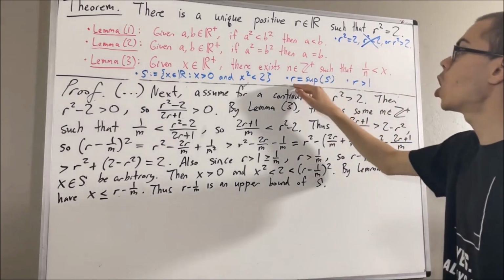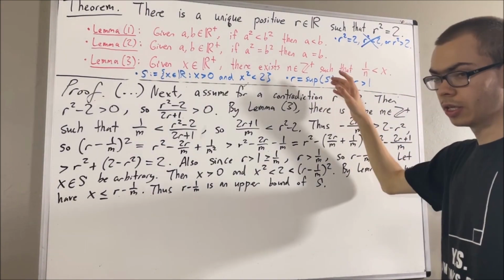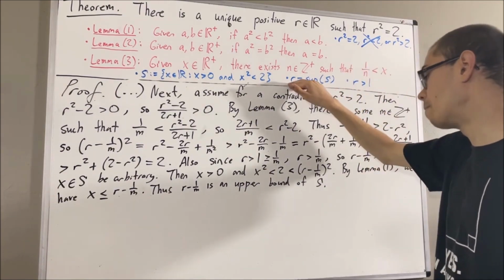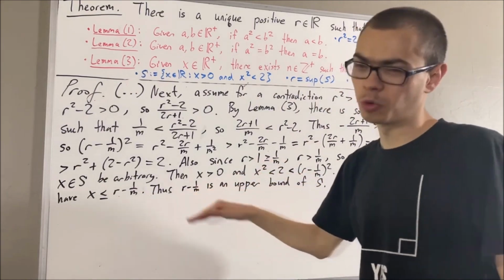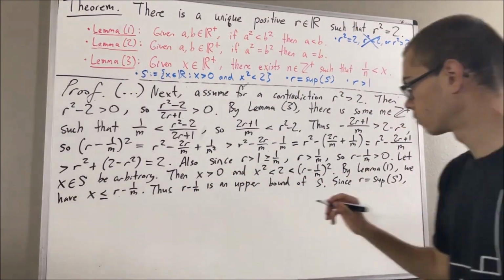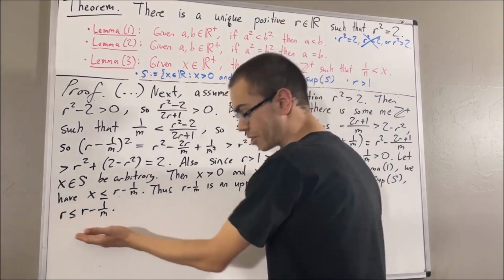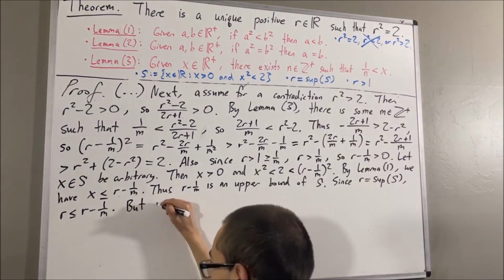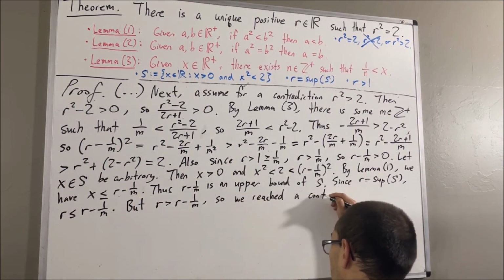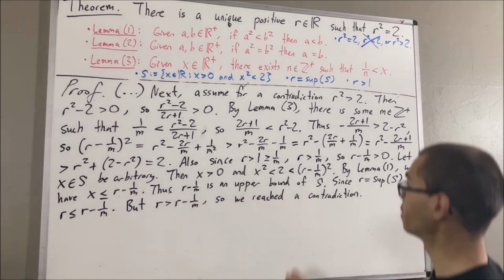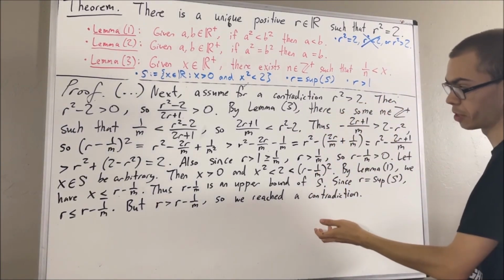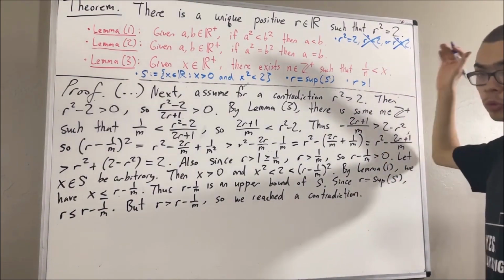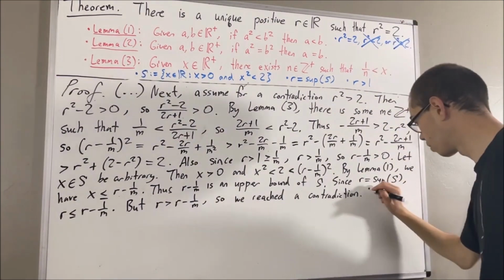However, since r is the least upper bound of S, this means r is less than or equal to every upper bound of S. So in particular, r must be less than or equal to r minus 1 over m. But this is absurd, because we know that r is greater than r minus 1 over m. Our assumption that r squared is greater than 2 leads to a contradiction, so we have eliminated the possibility that r squared is greater than 2. So we're left with only one possibility, and it's that r squared is equal to 2.